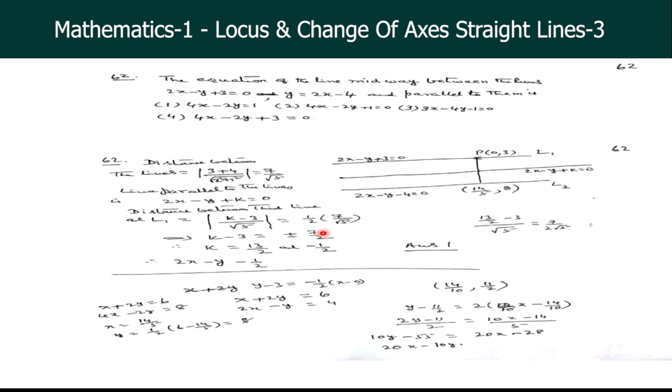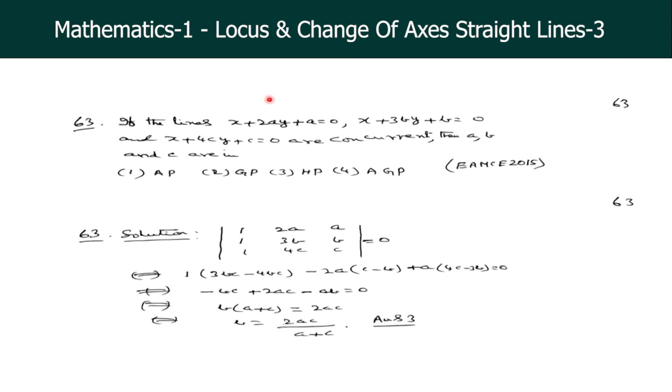And the distance between the required line and L2 is also half of 7/√5. So, therefore, k = 13/2 and -1/2. So, 2x - y - 1/2 = 0. That means option number 1. Option number 1: if you multiply by 2, then you get 4x - 2y = 1. Answer 1.